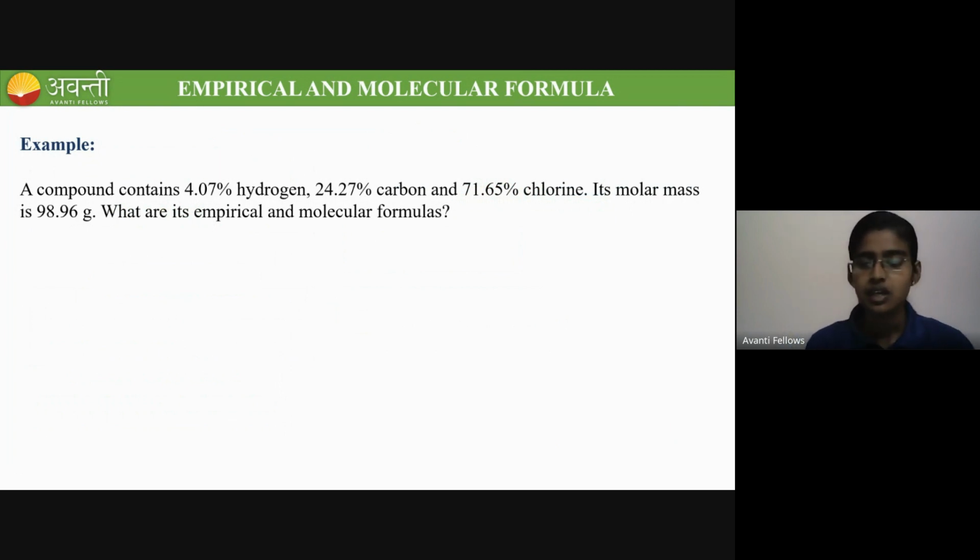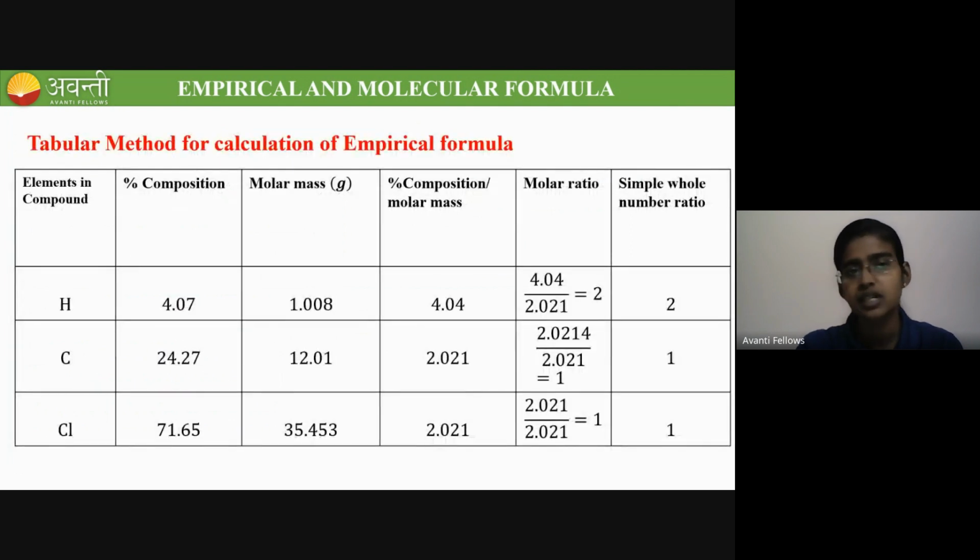So here the first thing that you have to do is the tabular method for the calculation of this empirical formula. First, you take the elements that are given in the question. Here in this question, we had hydrogen, carbon, and chlorine. And the percentage composition is given in the question that we have to take. Next, we have to write the molar mass of the element. We all know the atomic mass of each element. For hydrogen, it is 1, for carbon it is 12, for chlorine it is 35.5, if it is nitrogen, it is 14, and if it is oxygen, it is 16. Like that, we have to take the molar mass.